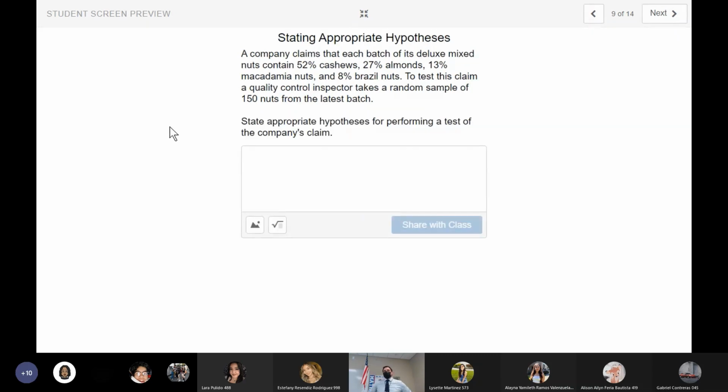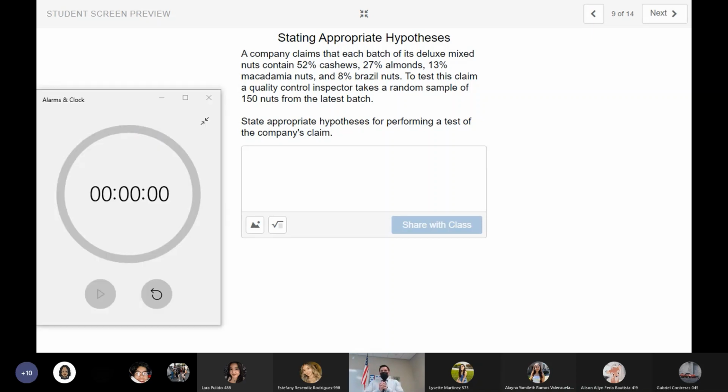So next, unfortunately, this one is not self-checking, right? We're doing the same context, but now we're going to state the appropriate hypotheses for performing a test of the company's claim. You need to write a null hypothesis and an alternative hypothesis. And once again, I'll say it's easier to write that as a couple of sentences rather than trying to have all of your parameters defined.